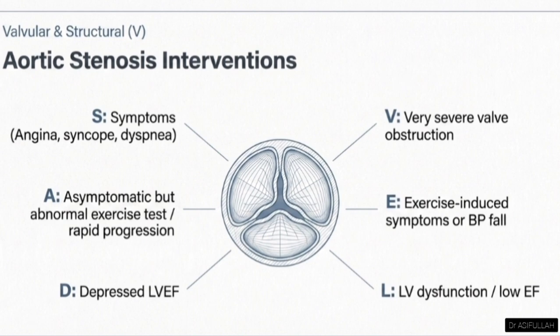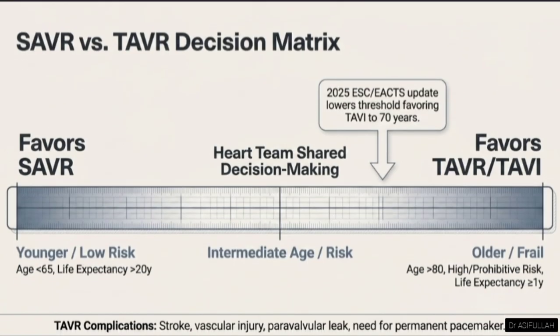Aortic stenosis, valvular and structural. Symptoms of angina, syncope, and dyspnea. Asymptomatic but abnormal exercise test with rapid progression, depressed LVEF, very severe valve obstruction, exercise-induced symptoms such as fall in blood pressure, and LV dysfunction or low EF indicate aortic stenosis to be treated through intervention.